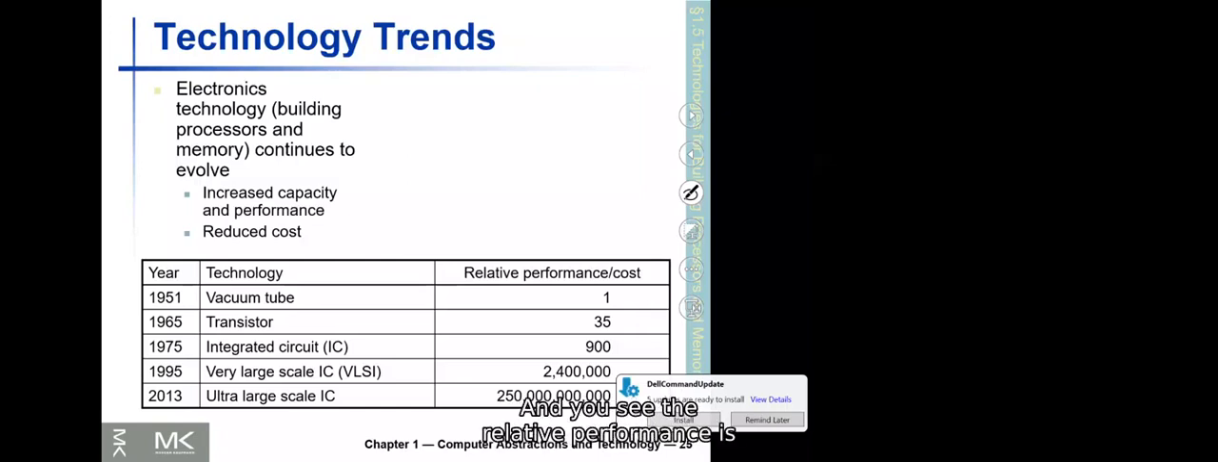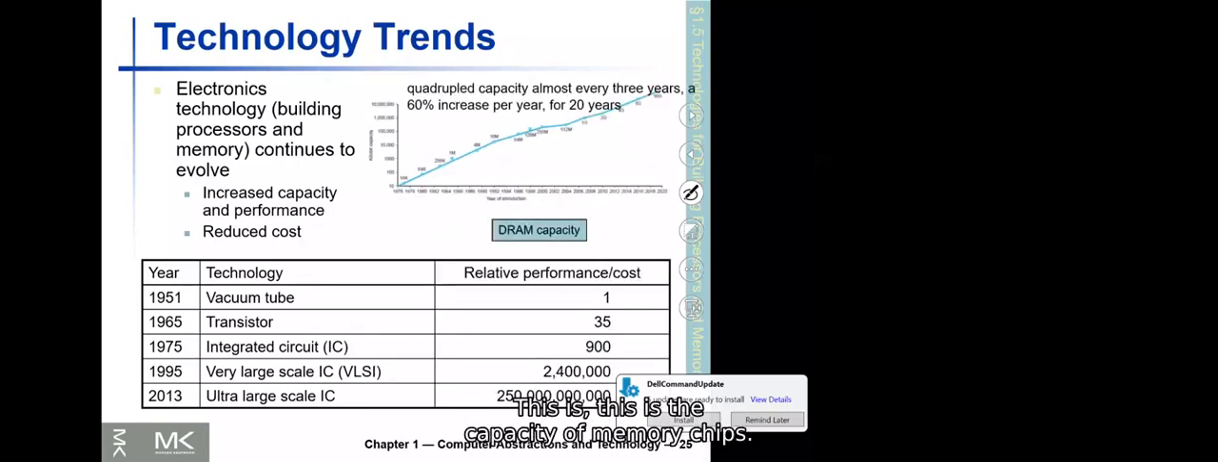And you see the relative performance is 250 billion compared to vacuum tube. 1951 to 2013 is 62 years. In 62 years, you see the cost performance has grown 250 billion times.